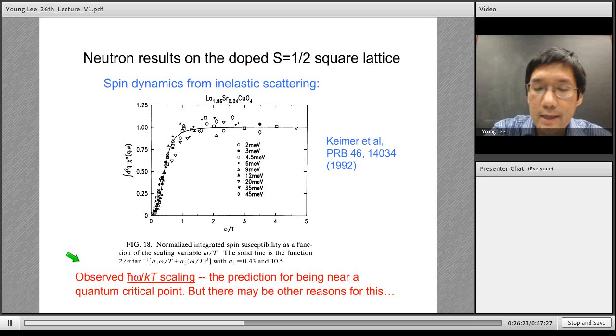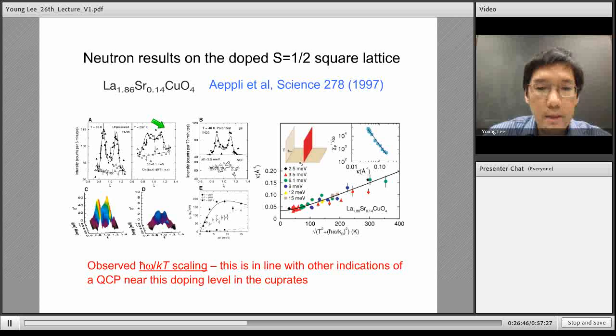It doesn't mean that this must be a quantum critical point, and it's not clear that that is the case, because there are other reasons that can give you this omega over T scaling. Some popular ideas were having a marginal Fermi liquid, for example, and others. Now, that was at very low doping in the spin glass regime. There's been work at higher doping levels, close to the optimal doping value for high temperature superconductivity.